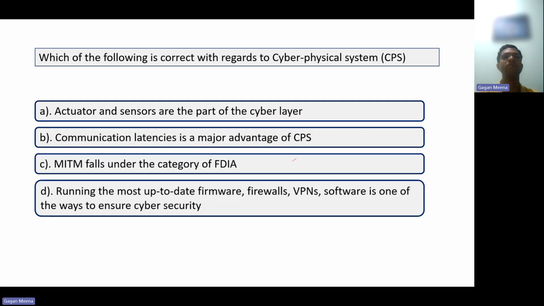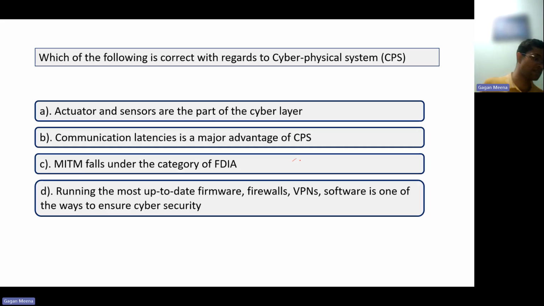Next question is which of the following is correct with regards to the cyber physical system? Option A is actuators and sensors are part of the cyber layer, which is okay. Second is communication latency is a major advantage of CPS. And third is MITM, man in the middle, falls into the category of false data injection attack. And last is running the most up-to-date firewalls, firmware, VPNs, software is one of the ways to ensure cybersecurity.